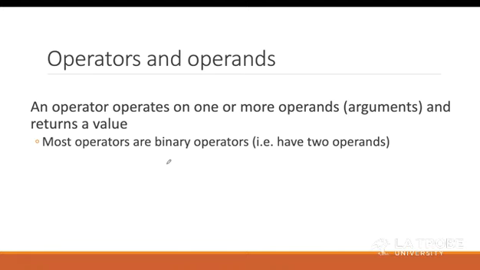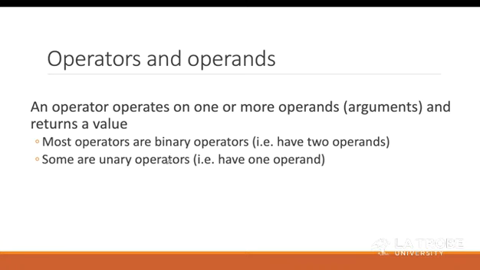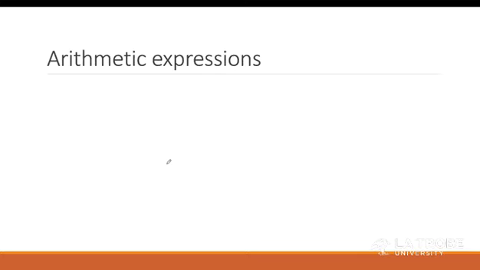Most of the time your operators are going to be binary operators. That means they will have two operands, just as in the case of addition and subtraction, where we need two operands. Sometimes there are unary operators, which means they will have just one operand. An example is the complement of a digit. If I want to find zero's complement, then it will be 1. And some operators operate on more than two operands.